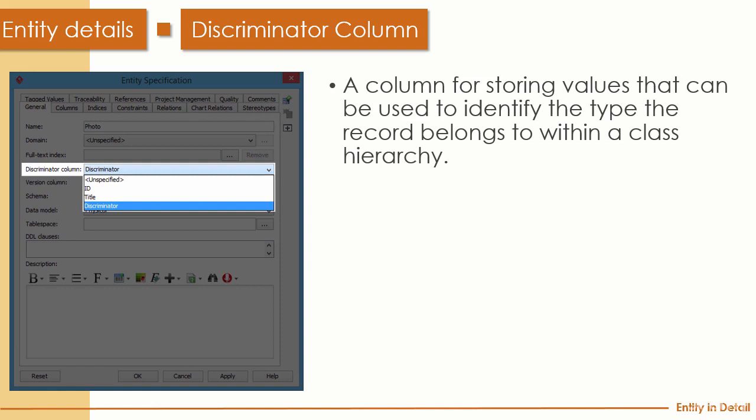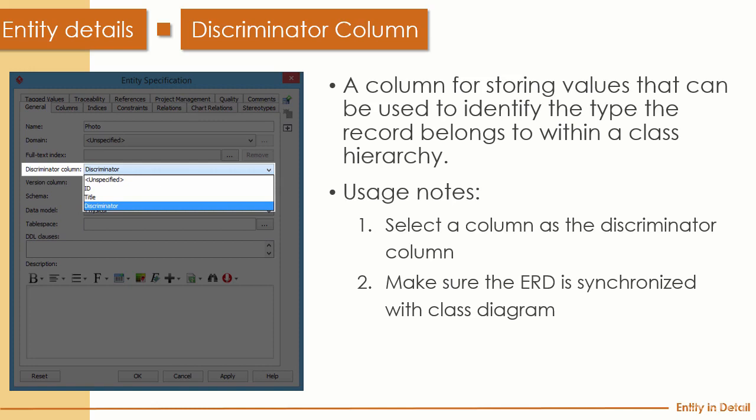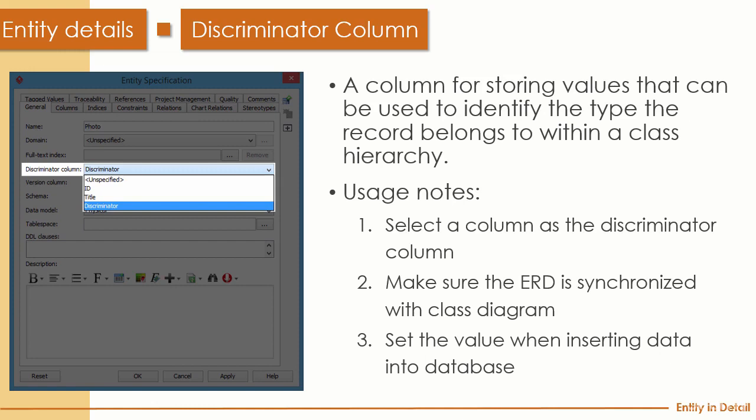By definition, the discriminator column is used to store the value to identify which class the type belongs to. To use it is easy. You just select the column as a discriminator column and make sure after you specify this column, the ERD is synchronized with the class diagram. We have another lecture that talks about the synchronization of ERD and class diagram. And you will set the value when you insert the data into the database. If you use the Hibernate framework, you don't need to care to set this value because Hibernate will set it for you.